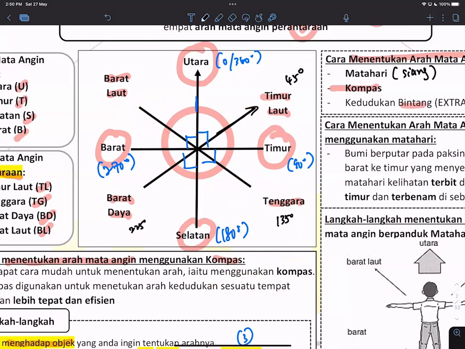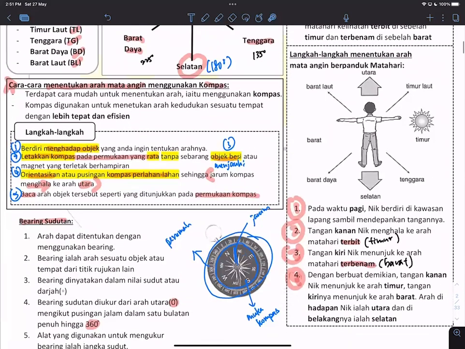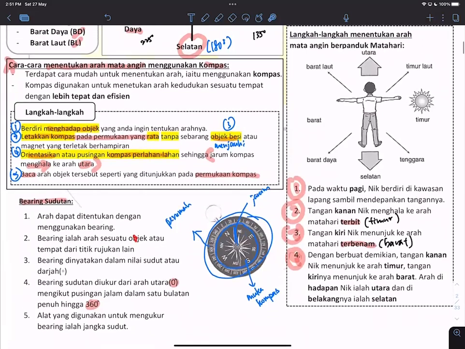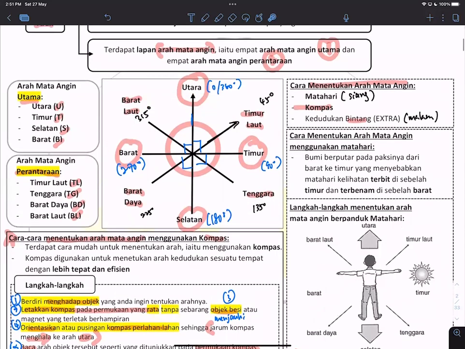225 degrees. So the next one, this is 270 plus another 45. So which means answer is 315. Okay. So this is the bearing sudut. But now we are not just trying to apply the bearing sudut on arah mata angin. In normal exercises, we are going to measure. Okay. So how to measure, guys?